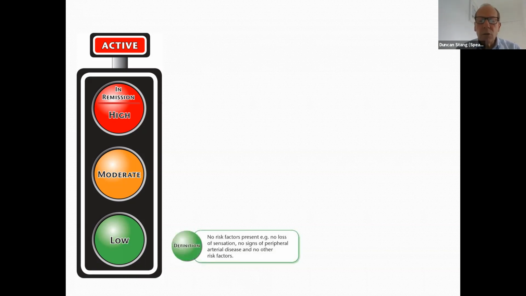So somebody who is low risk has no risk factors, e.g., you have no loss of sensation, no signs of peripheral arterial disease, that means your circulation is fine, and there's no other risk factors. So that means your screening has been absolutely perfect and there are no problems.